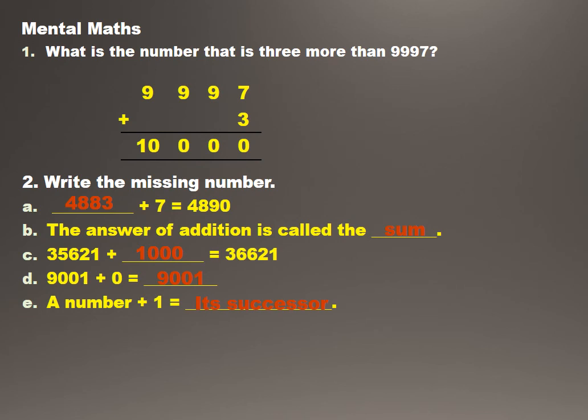Another question, D part, 9001 plus 0 is equal to what? Yes, number itself, 9001. The last question is, a number plus 1 is equal to what? Yes, its successor or the next number. True. Hope everything is clear in the chapter.